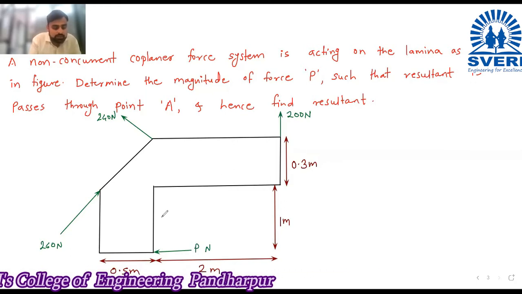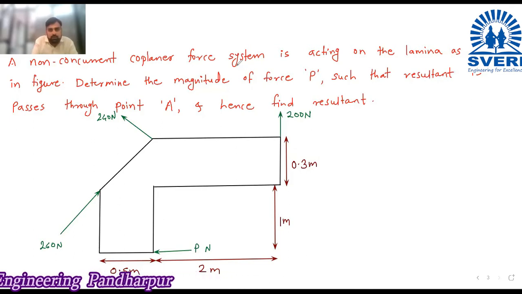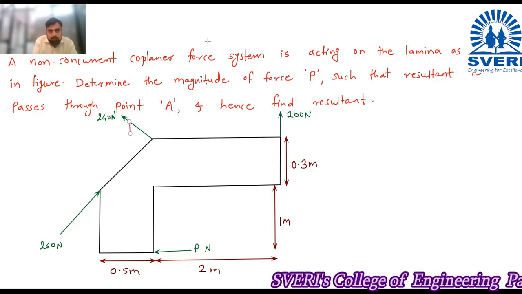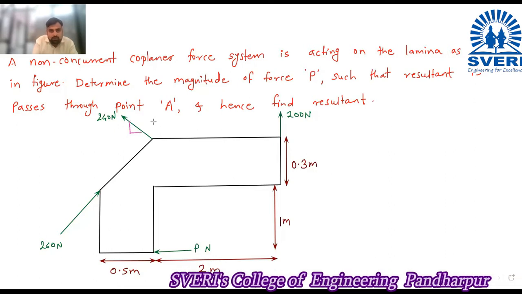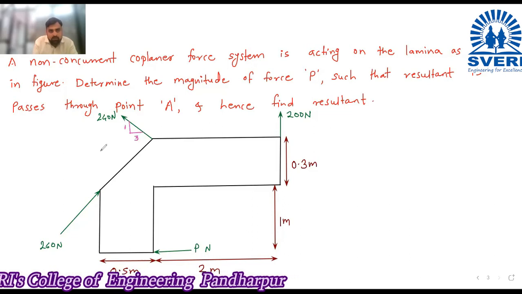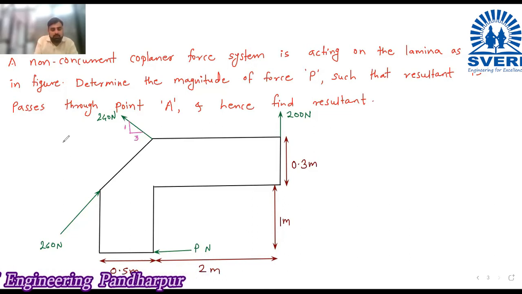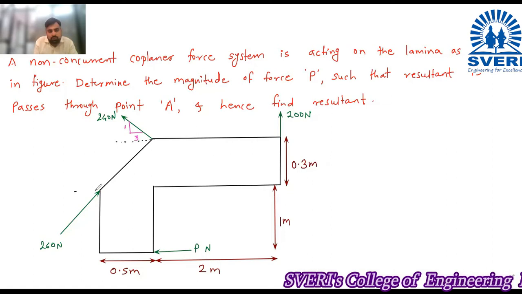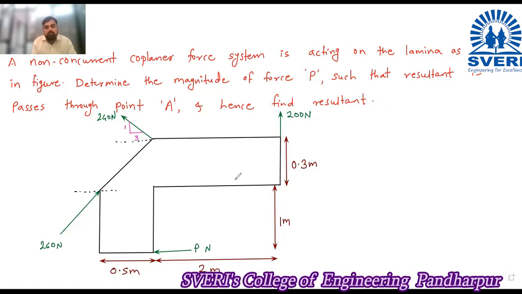And the slope of this is 1/3. The slope is given to us: this vertical is 1 and this horizontal is 3. So we have to solve this problem. We need to solve this numerical. How to solve now?